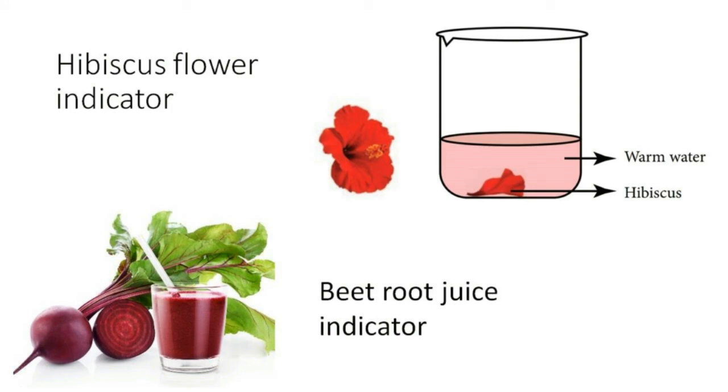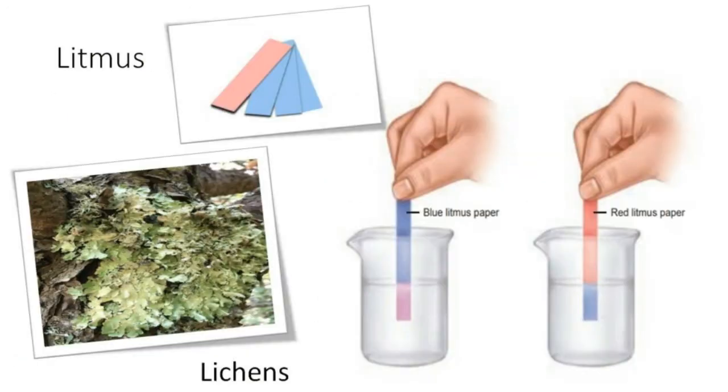Hibiscus flower indicator. Some hibiscus flowers soaked in warm water for about 5 to 10 minutes forms a solution. This solution can be used as indicator. In acidic solution, the color will be changed to deep pink or deep red. In basic solution, the color will be changed into green. Next, beetroot juice indicator. Extracts of beetroot are also used as an indicator for identifying the acidic or basic nature of a solution.